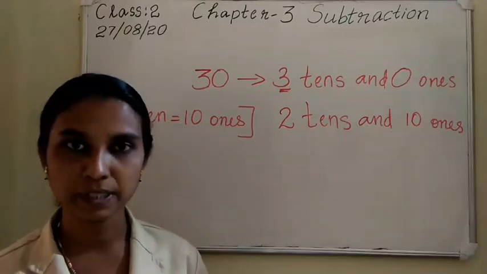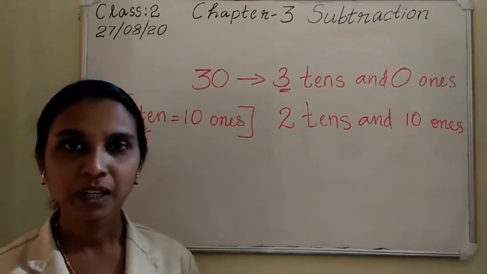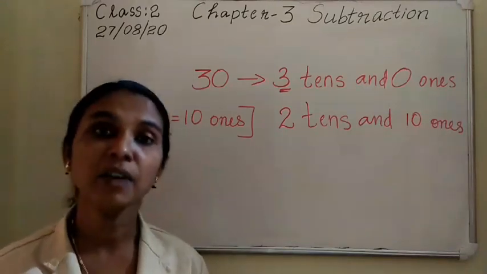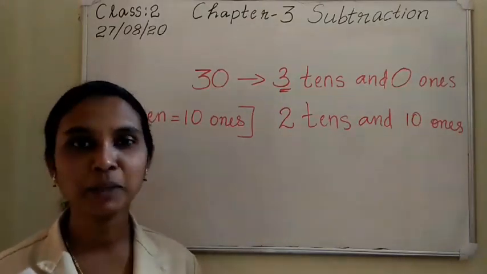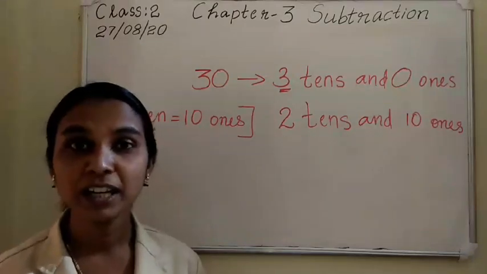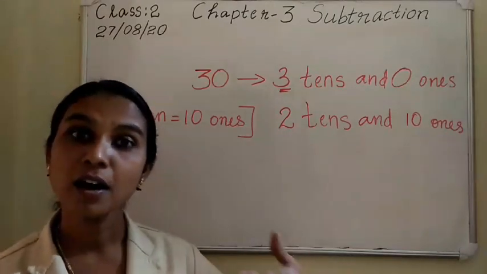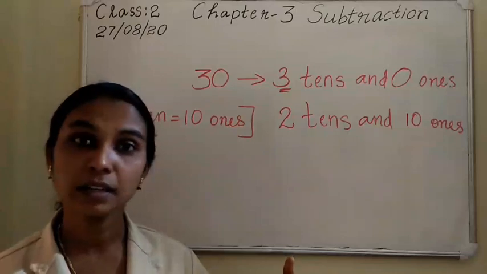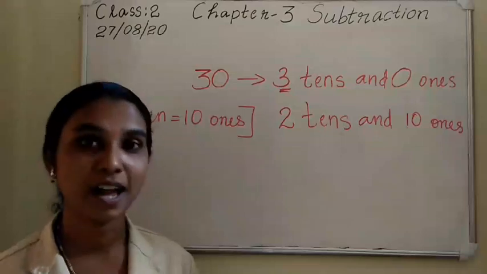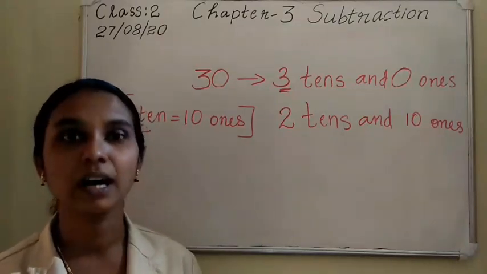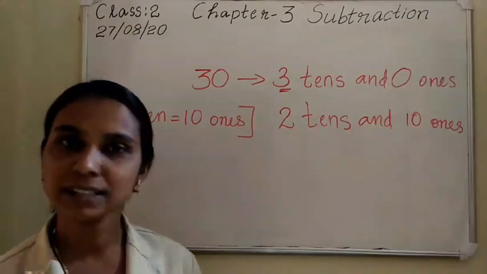I'll show you some examples. Here is a question. I have 30 balloons. While I am playing, 7 balloons are burst. Then can you tell how many are left with me? What do we do, add or subtract? 7 are burst, so how can you find out how many are left? We have to subtract 30 minus 7.